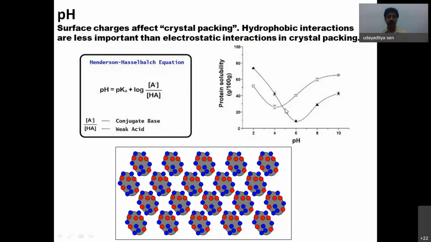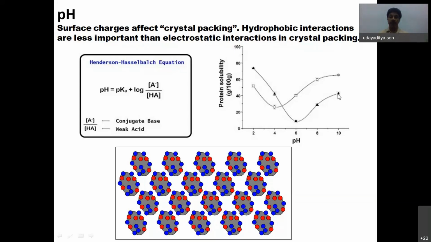So in solution, one protein molecule cannot come close to another protein molecule because they will repel each other. That means they will remain in solution and you can concentrate it. But at the point of pI, the net charge is 0. So one protein molecule can come close to another protein molecule, and it may so happen that positive charge of one molecule can interact with negative charge of another molecule, and they form aggregate. That's why we see at pI, solubility is very less.